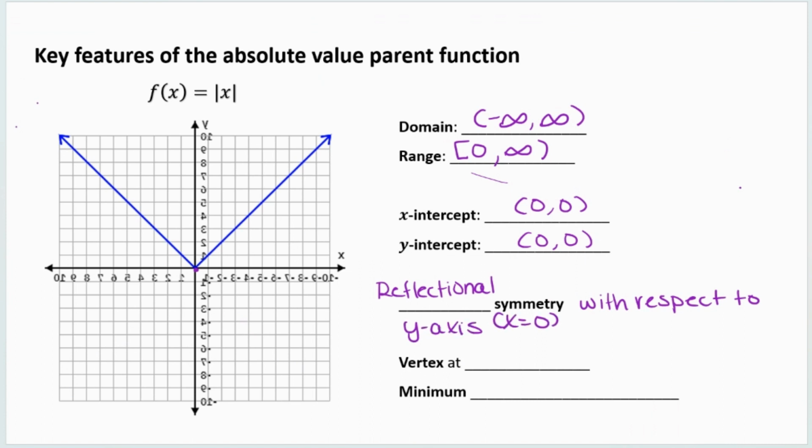It's also going to have a vertex. That vertex will be at 0, 0, and that's also going to create a minimum value. So it's going to have a minimum of 0 at x equals 0.